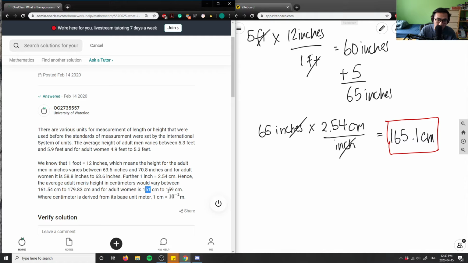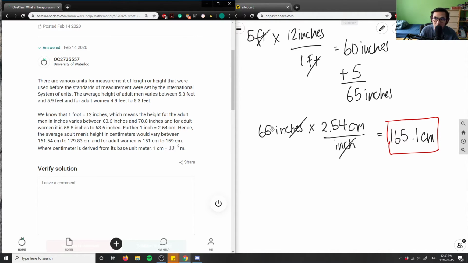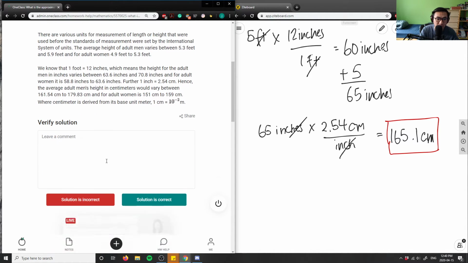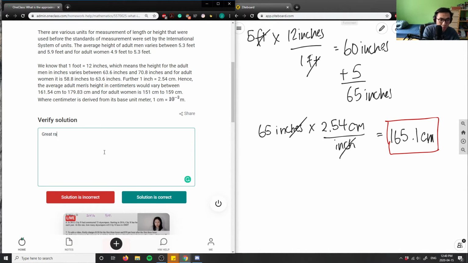I think it's a range. I'm not sure what an average adult is. I picked 5.5, 165 centimeters. My solution here falls in that range of the centimeters. So I'm going to say here is a great range of solutions, because the question was a bit broad when we talk about average height.